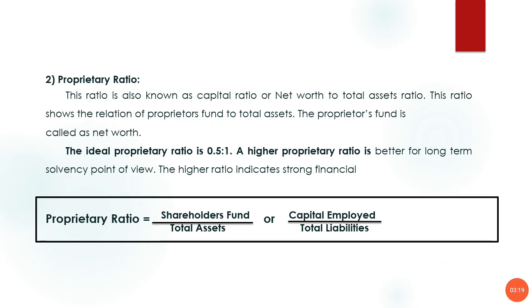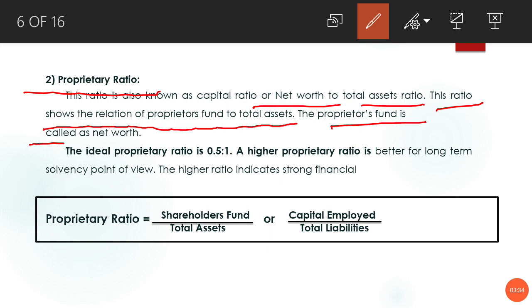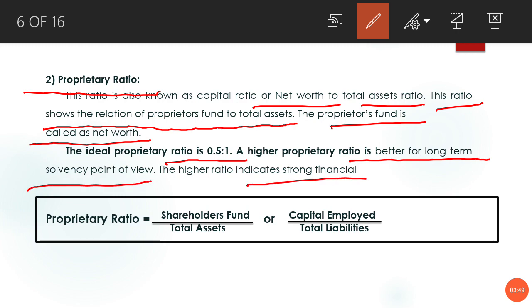Second, proprietary ratio. This ratio is also known as capital ratio or net worth to total assets ratio. This ratio shows the relation of proprietors fund to total assets. The proprietors fund is called net worth. The ideal proprietary ratio is 0.5 to 1. A higher proprietary ratio is better from the long-term solvency point of view. The higher ratio indicates strong financial position, and vice versa.